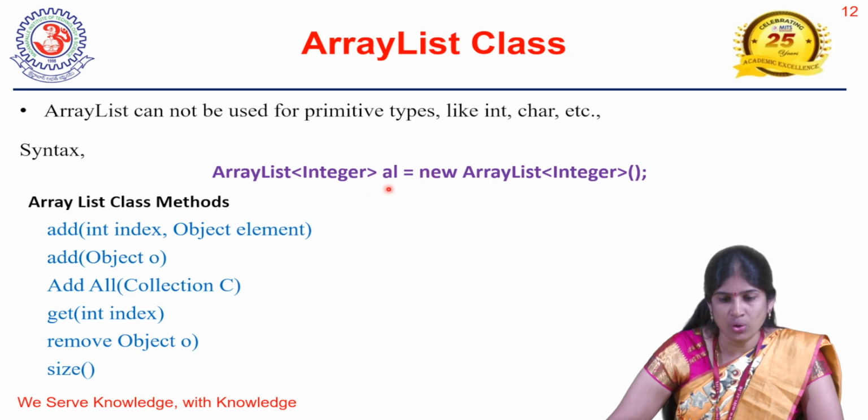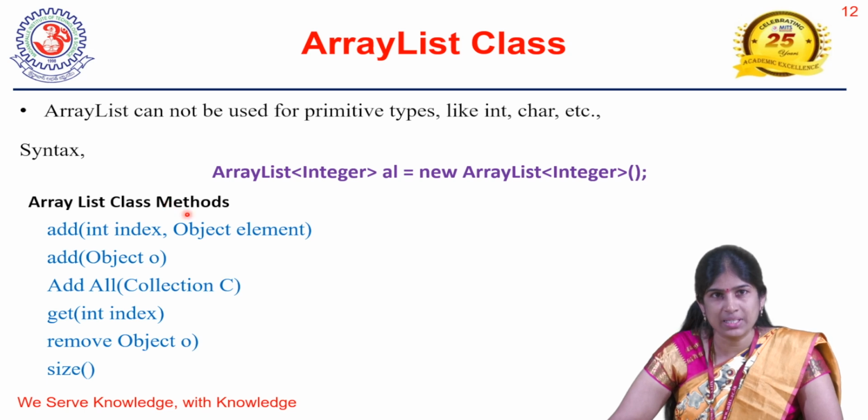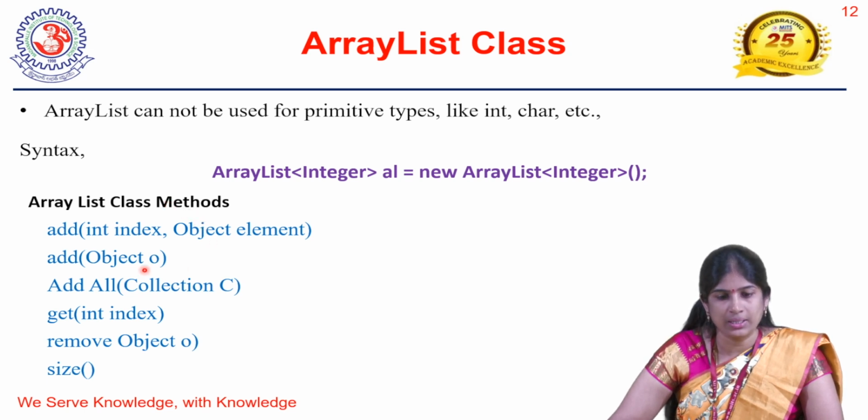And we know how to create an object of the class ArrayList: object name equals new ArrayList. Now we are creating an object of the ArrayList so that you can add elements to it, or you can perform any operations, any manipulations on this array list: add, delete, sort, or find the size. All these things can be done. There are some predefined methods available in this ArrayList class. I have not mentioned all the methods.